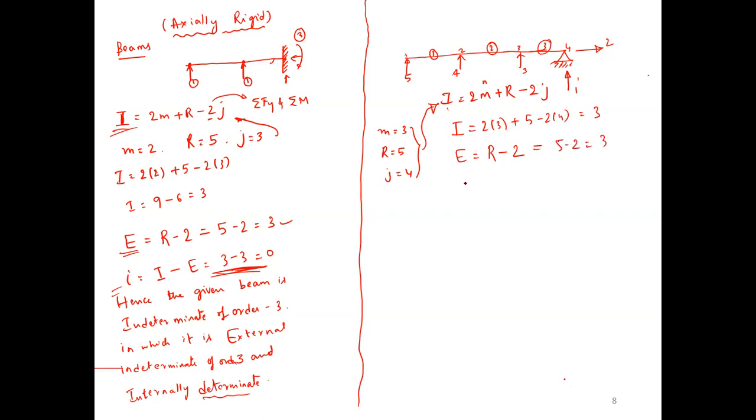Now this beam is also internally determinate. Total indeterminacy minus external, so 0. So it is externally indeterminate. Okay. Now try to solve this beam.